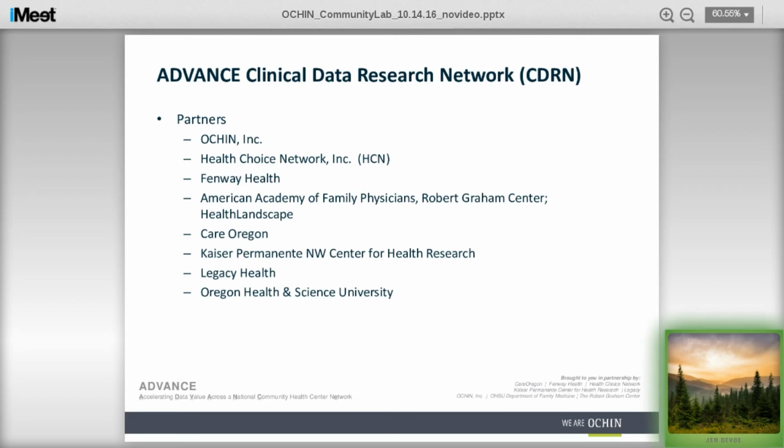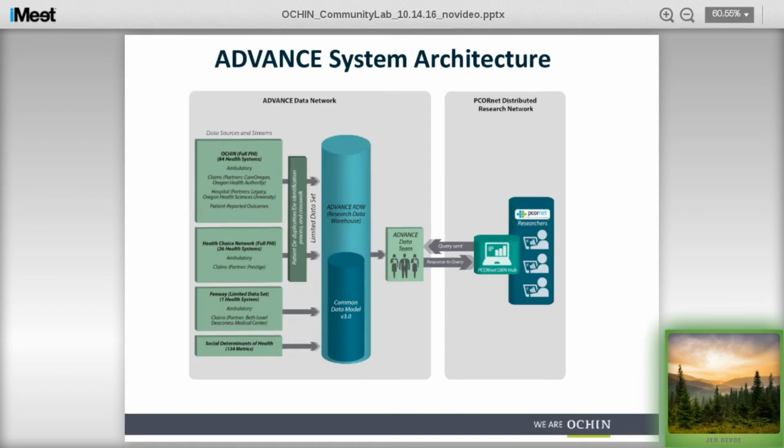And so I want to give an example of where OCHIN is going with the clinical data research network that we're building, which we call Advance. This has multiple partners: OCHIN, Health Choice Network, Fenway Health, the folks at the American Academy of Family Physicians Robert Graham Center and Health Landscape, Care Oregon, which is our largest Medicaid managed care organization and coordinated care organization in a number of regions in Oregon, Kaiser Permanente Center for Health Research, Legacy Health, one of our hospital systems, and Oregon Health and Science University.